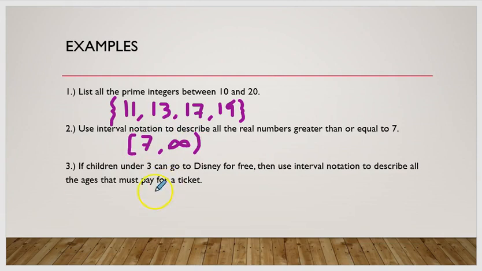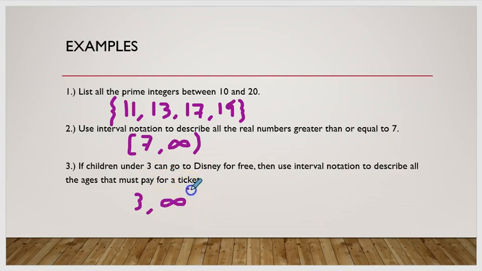And finally, here's a quick word problem, something that you might see in life. If children under 3 can get into Disney for free, then we're going to use interval notation to describe all the ages that must pay for a ticket. Well, children under 3 get in free. So something is happening when the kid is aged 3. And since there is no highest age you ever hit, I know it seems weird because it's unlikely to hit ages like 100 or especially numbers like 200, 300, 400, but there is technically no highest age possible. So our smallest number is 3, our biggest number, we're going to use infinity here.